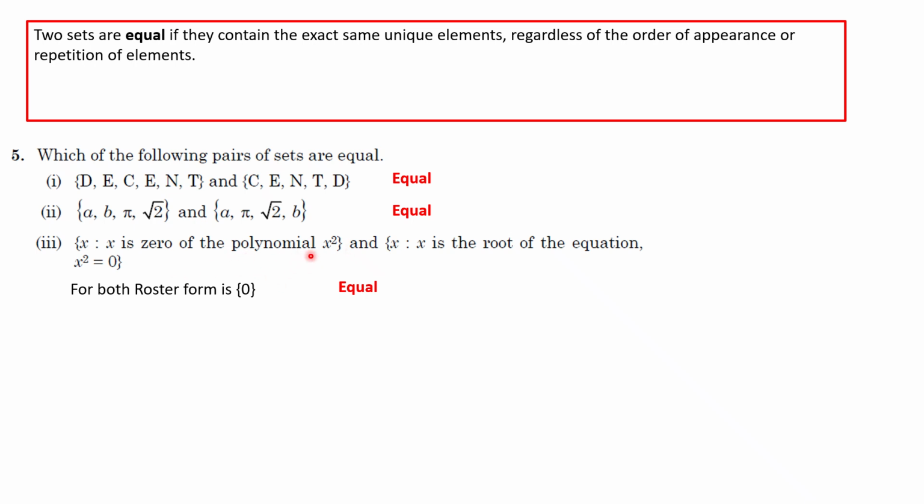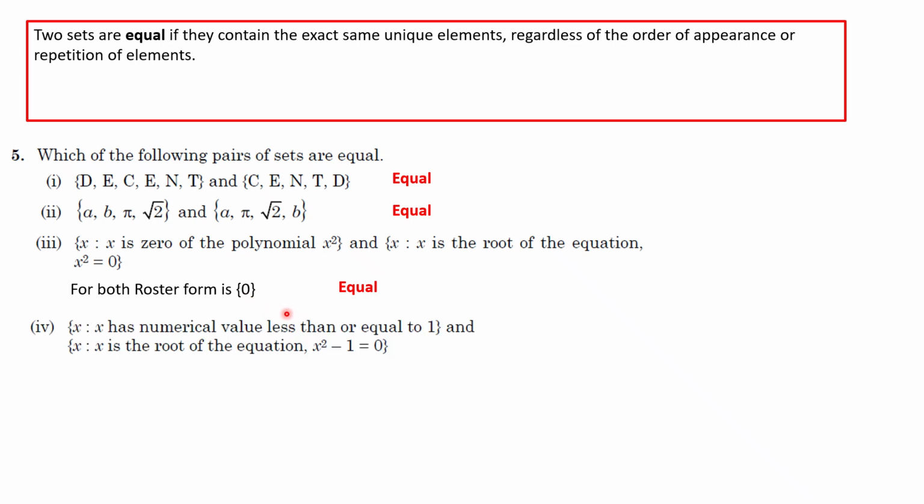Because x is a 0 of the polynomial x square means what? Which value of x will make this polynomial 0? It is 0 only. And the root of the equation x square equal to 0 is also 0. So both have the same member which is 0, so they are equal sets. Next, x has numerical value less than or equal to 1 and x is the root of the equation x square minus 1 equal to 0. So for the first one, you will have the members like this and the second one members are only minus 1 and 1. So they are not equal.